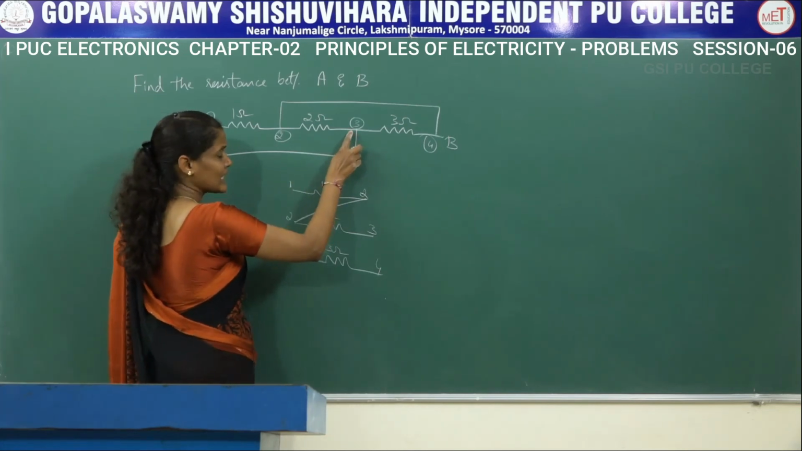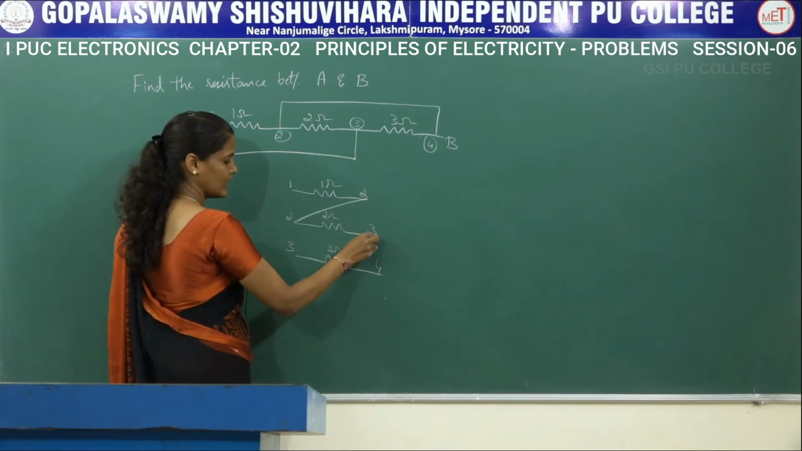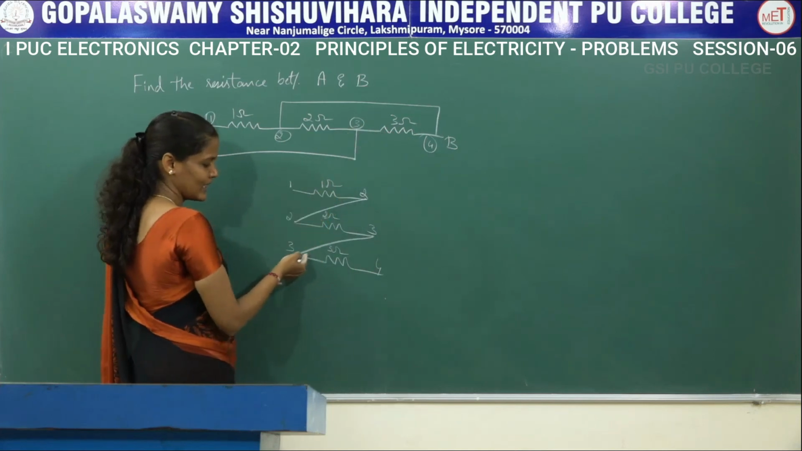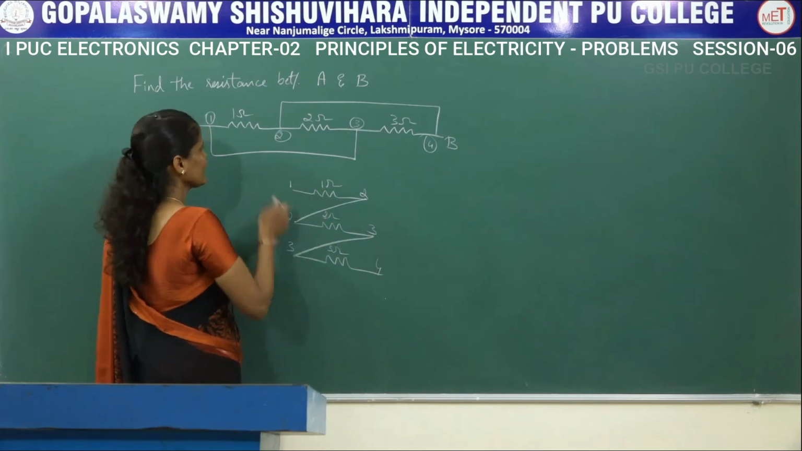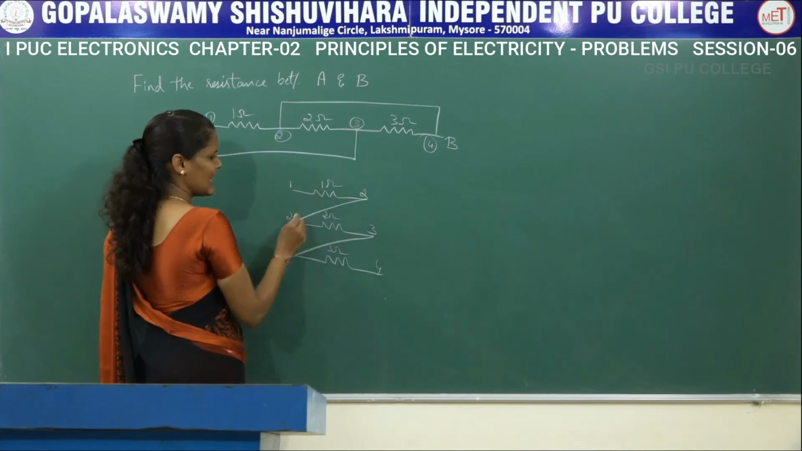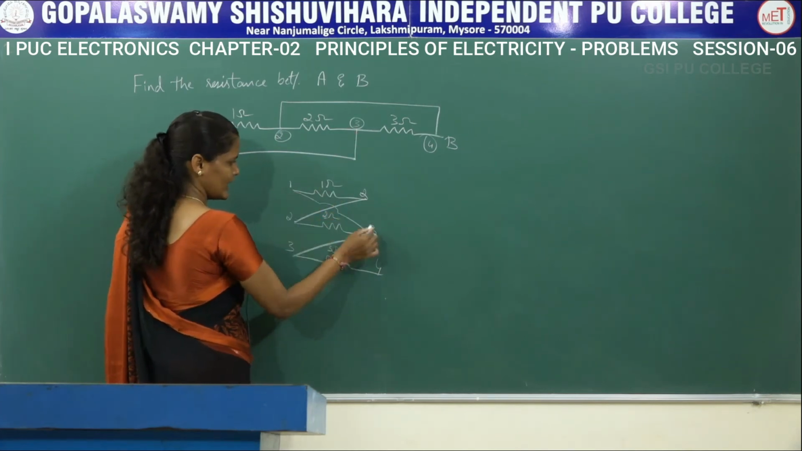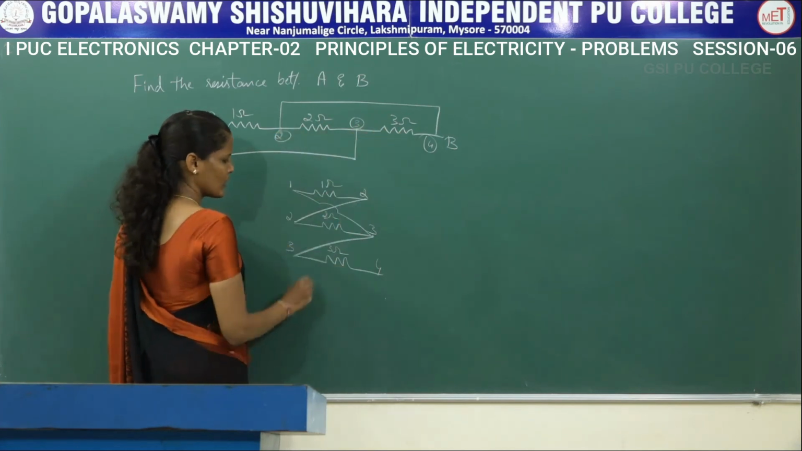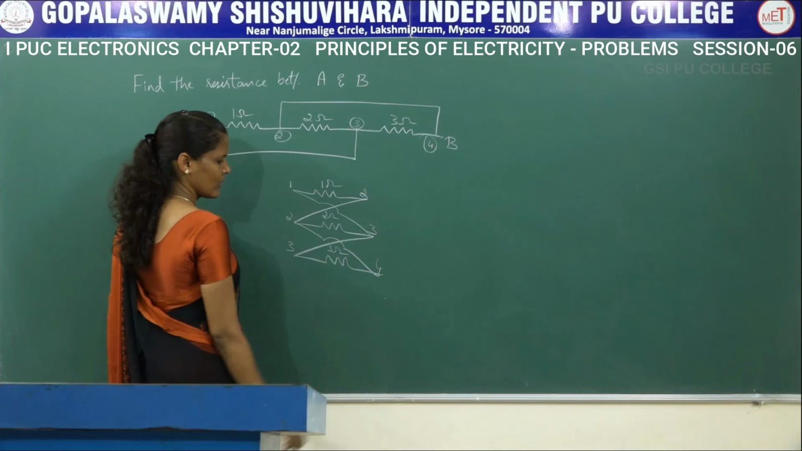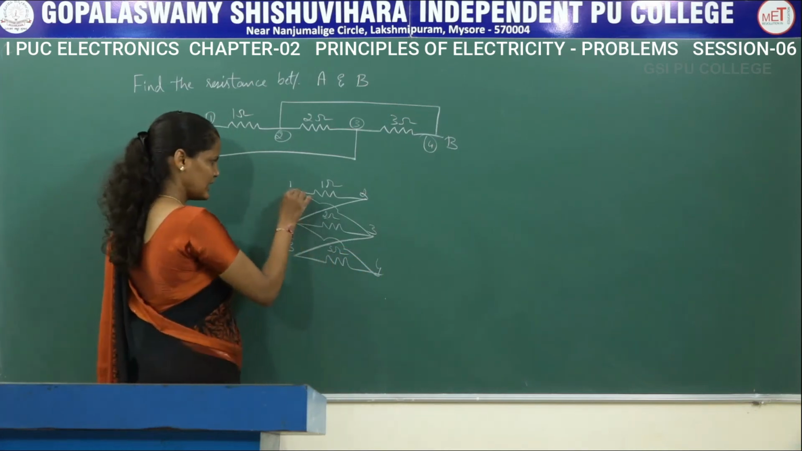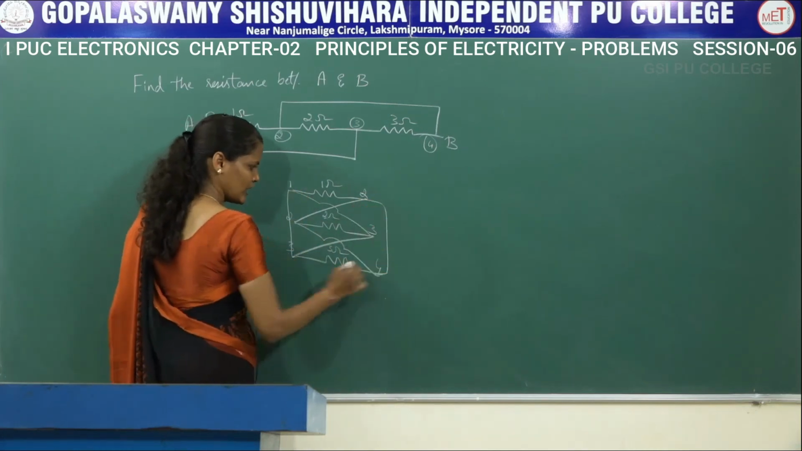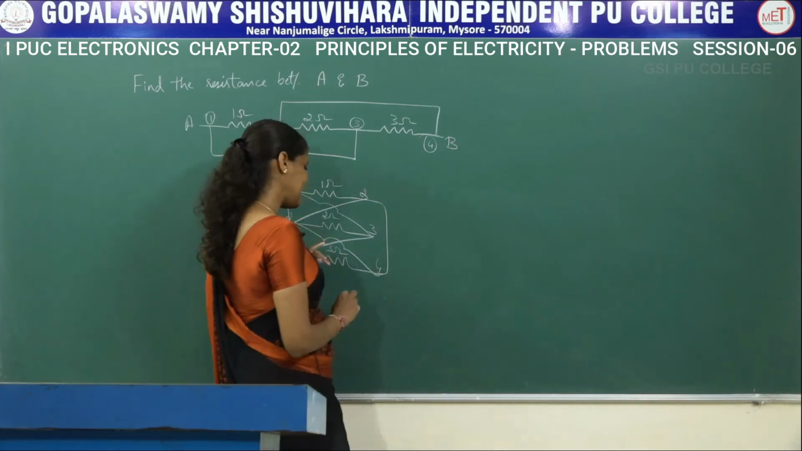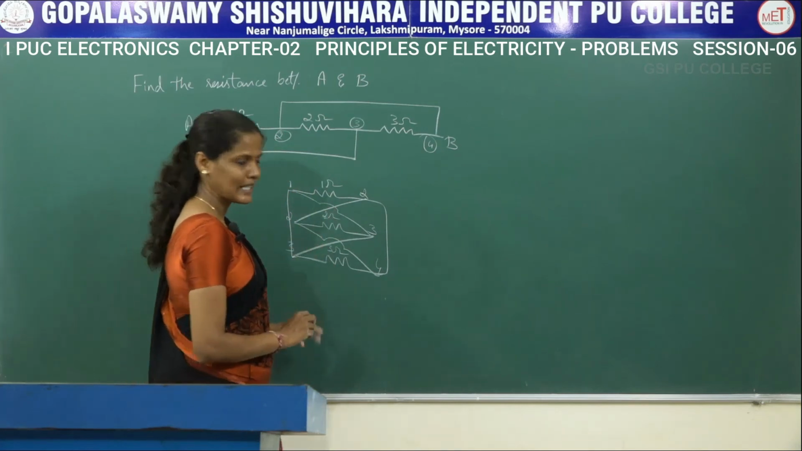Similarly, the second resistor's third terminal and the third resistor's first terminal are connected. I have just shorted them. Similarly, 1 and 3 are shorted, and 2 and 4 are shorted. So if you look at this particular diagram, you are going to retain these resistors as they are.